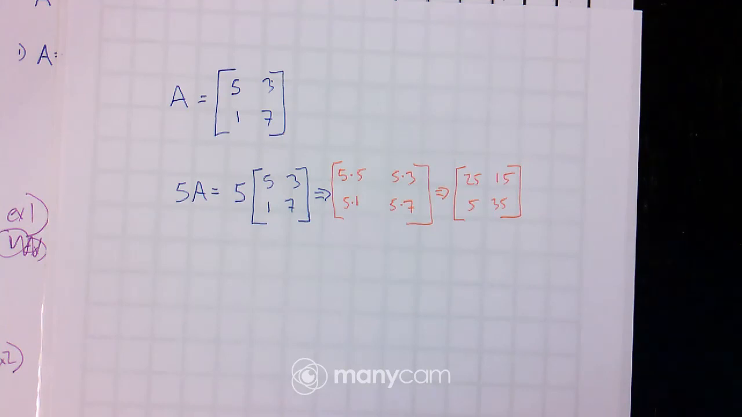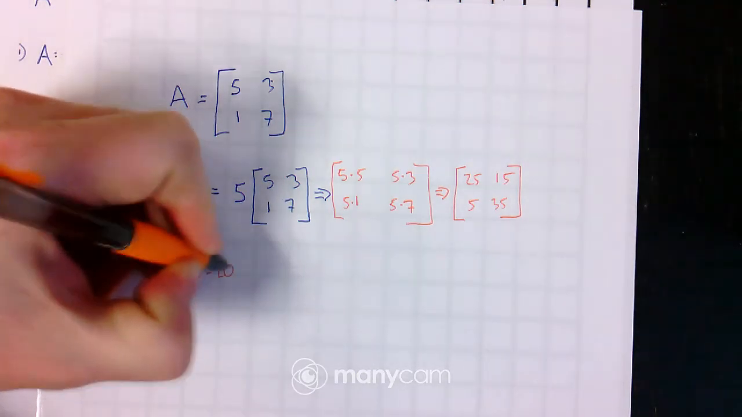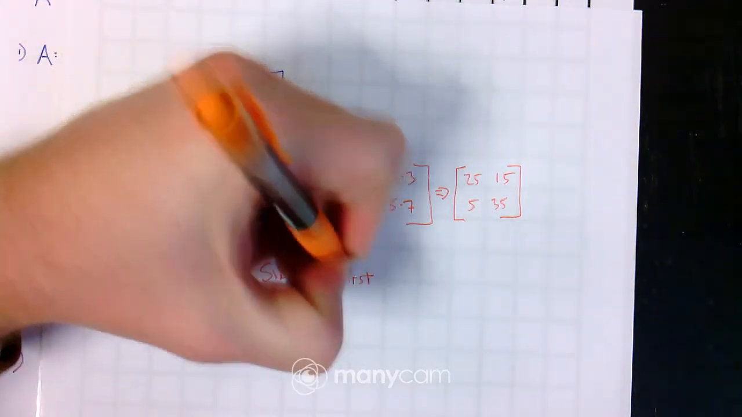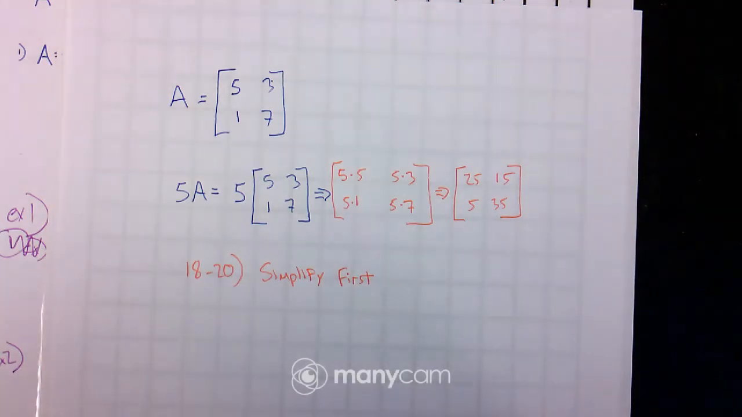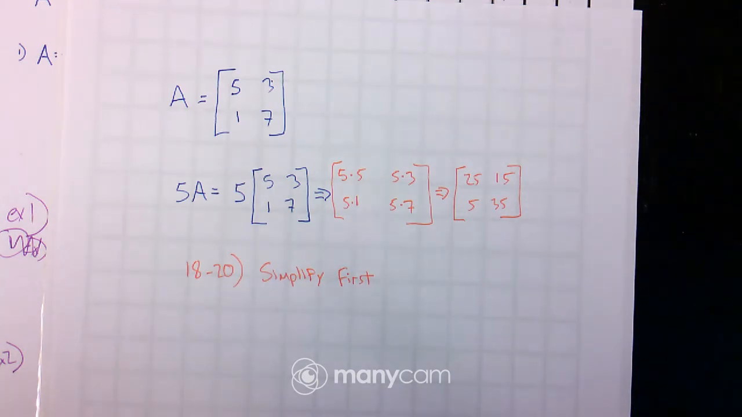Number 18 and 20, you're going to have to set up an equality, okay? But in order to find the value of everything, you have to simplify first. So for 18 and 20, leave yourself a note: simplify first. Because you can't solve for your variables until you have two matrices equal to each other that are the same size. You're going to skip 22 through 26.